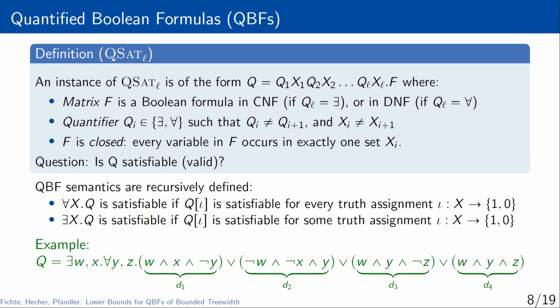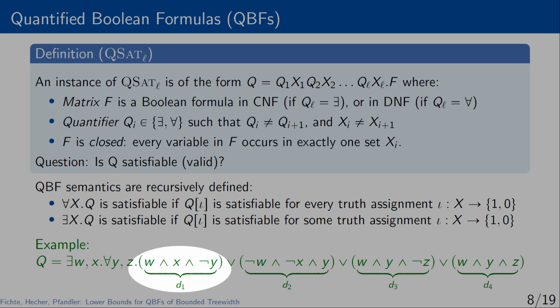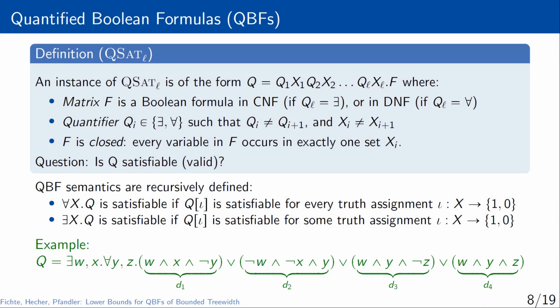So quick question, is the given QBF Q of the example below satisfiable? Well, if you take the truth assignment where you assign w and x to 1, no matter how you assign y and z, you will always satisfy at least one term. So if you take the assignment where y is set to 0, you satisfy the first term. If you take the assignment where you set y to 1 and z to 0, you take the third term, and otherwise you take the fourth term. So in any case, no matter how you assign y and z, the formula is satisfiable.